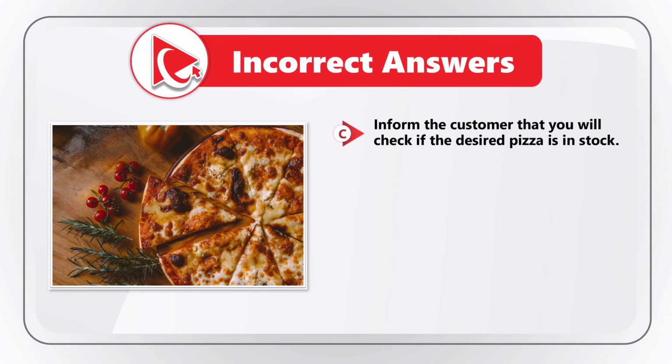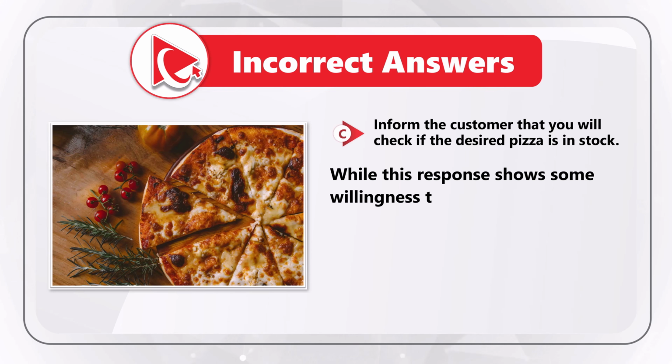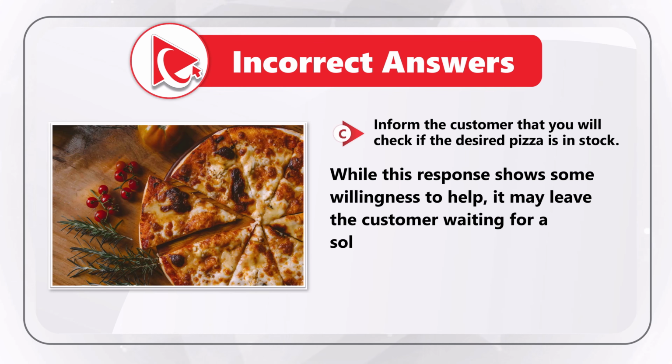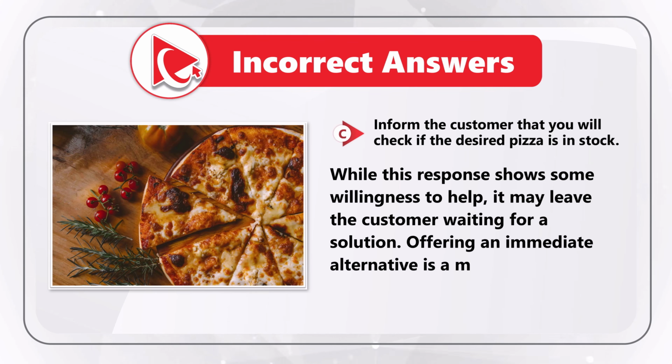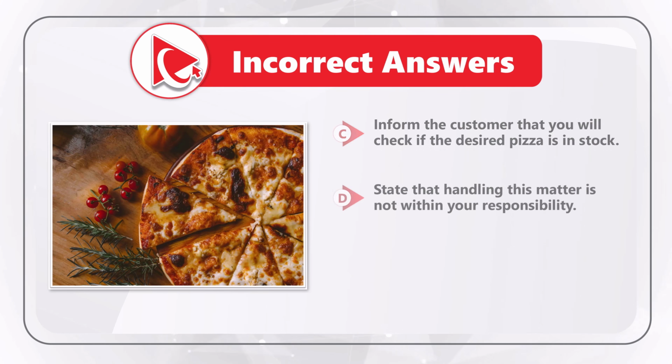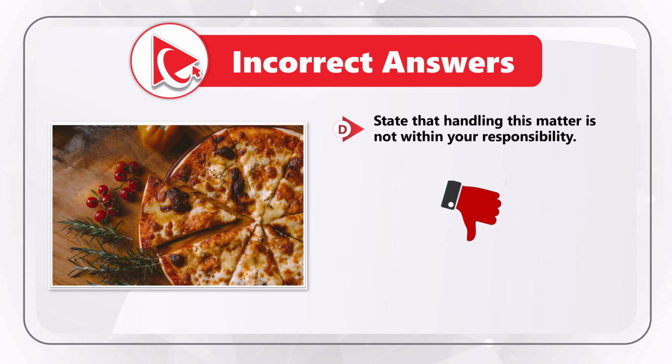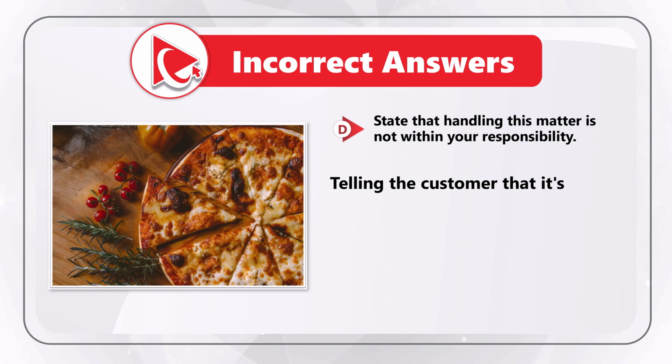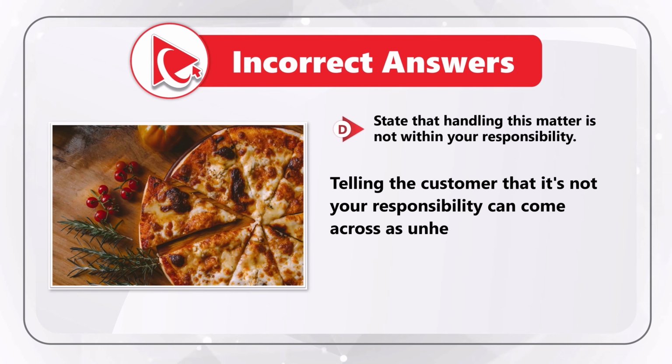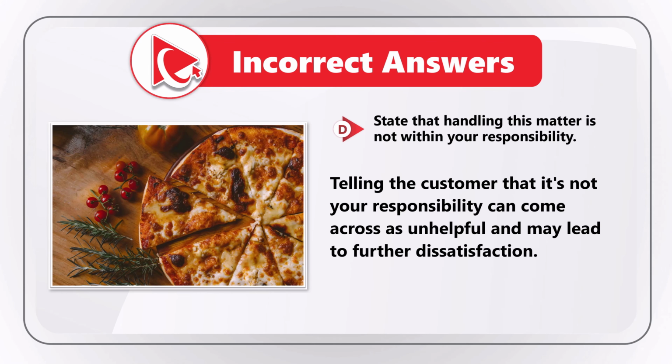Choice C: inform the customer that you will check if the desired pizza is in stock is a good choice. But this is not the best choice. While this response shows some willingness to help, it may leave the customer waiting for the solution. Offering an immediate alternative is a more proactive approach. And the last incorrect choice is choice D. State that handling this matter is not within your responsibility. Telling the customer that it's not your responsibility can come across as unhelpful and may lead to further dissatisfaction. You should strive to assist the customer as much as possible within your capacity.